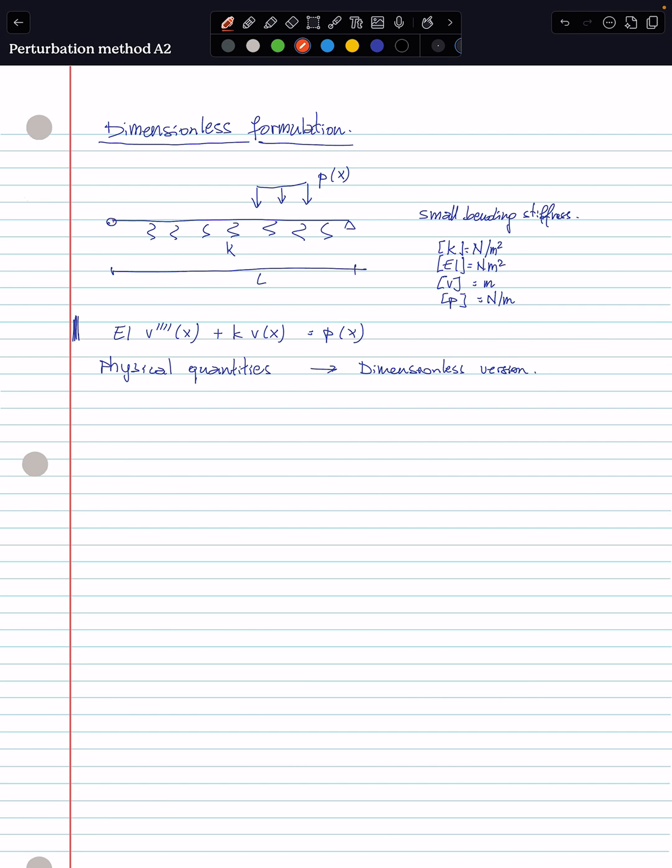We assume here that the bending stiffness EI is a small number, and we would like to determine the deformed configuration here, which actually could look like this, the deformed configuration of that beam, which is characterized by the displacement V as a function of curvilinear abscissa x measured from the left end.